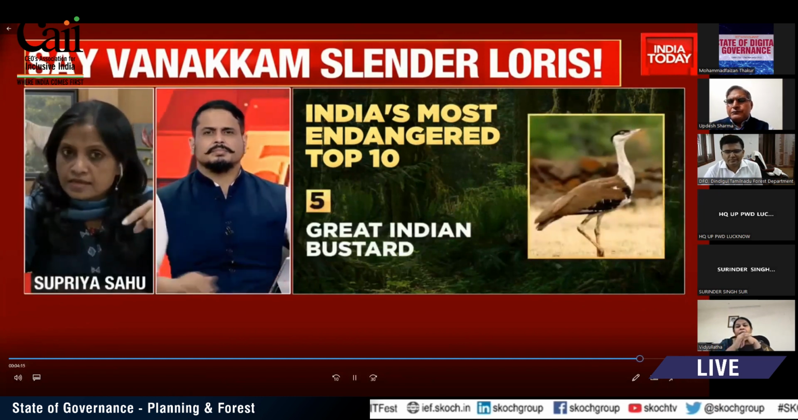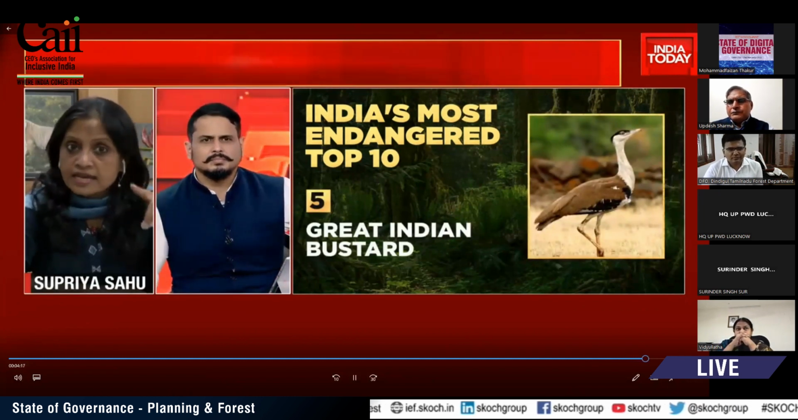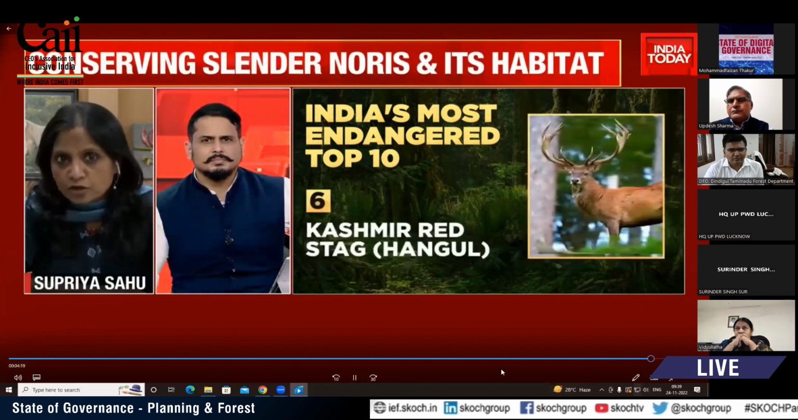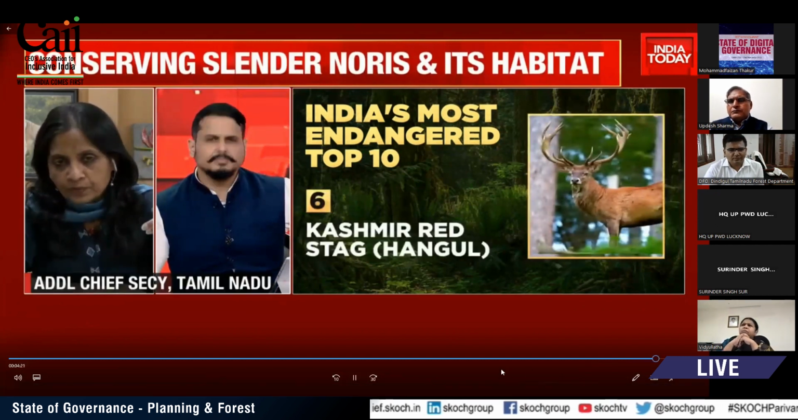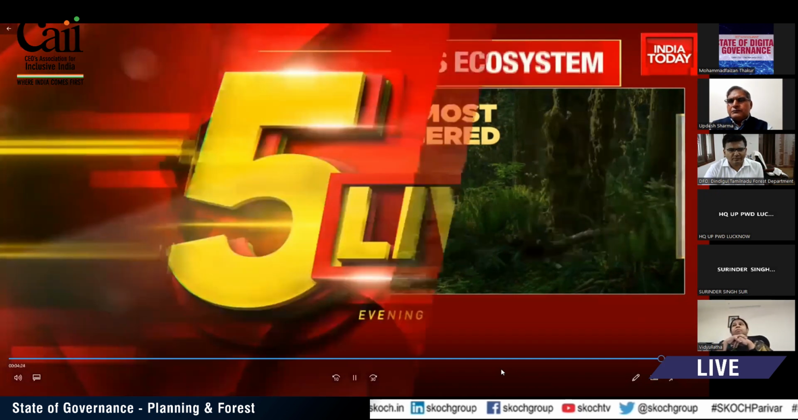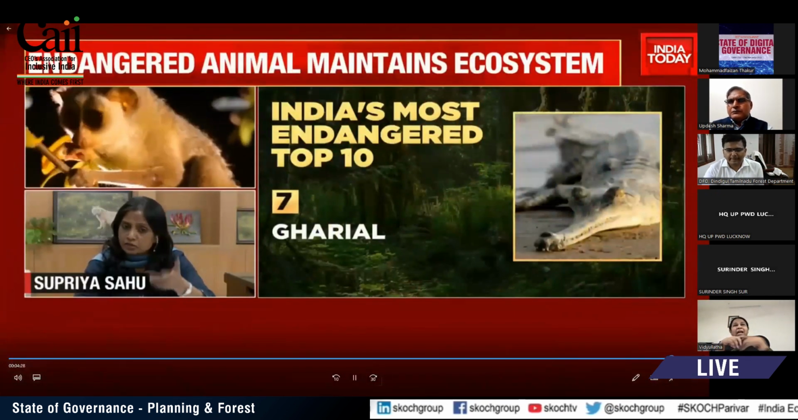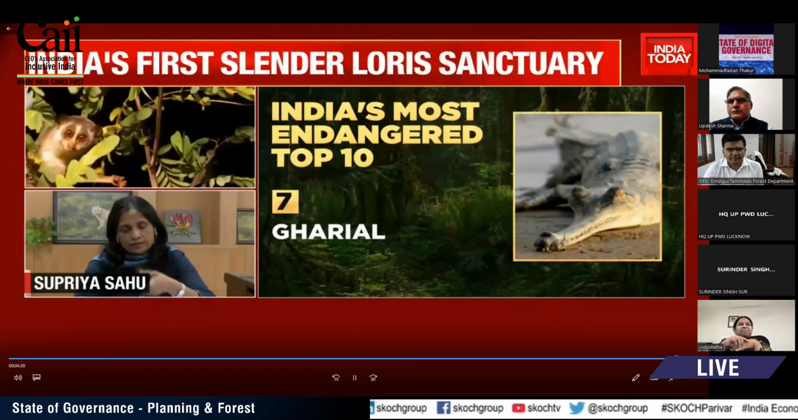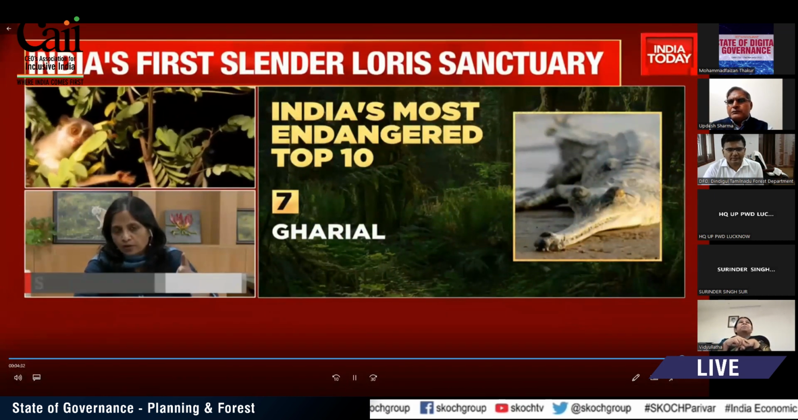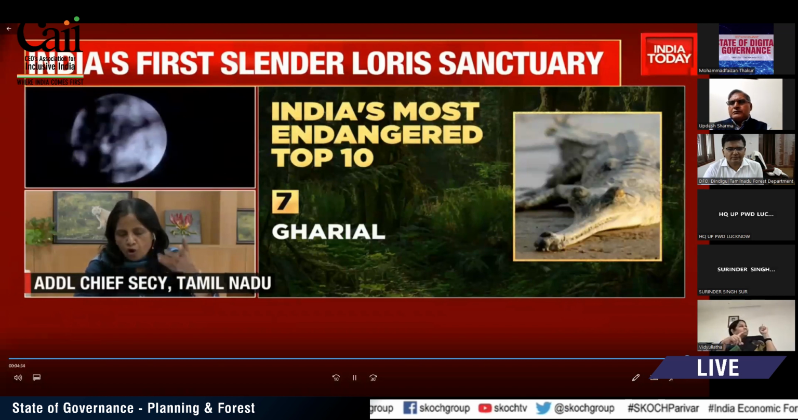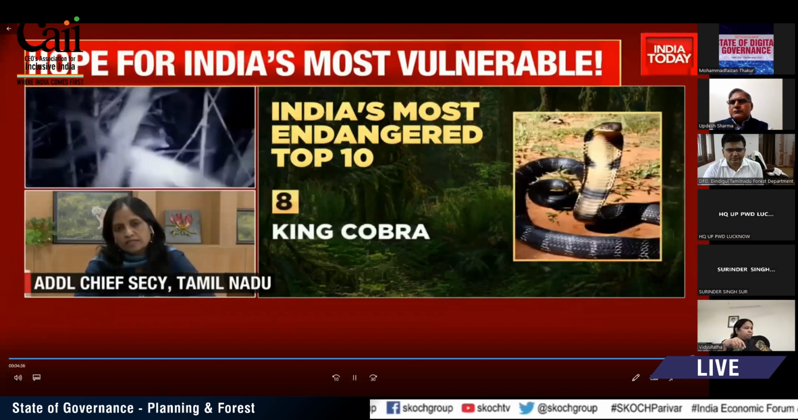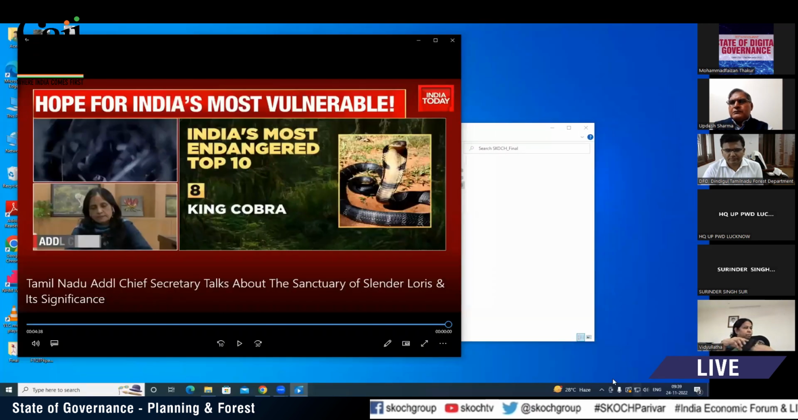For example, in our state, our state animal is actually a mountain goat. It is called Nilgiri Tahr. So our next step is to set up a project for conservation of Nilgiri Tahr that is also critically endangered. So throughout the country, throughout the world, there needs to be a very strong momentum for protection of these endangered animals.